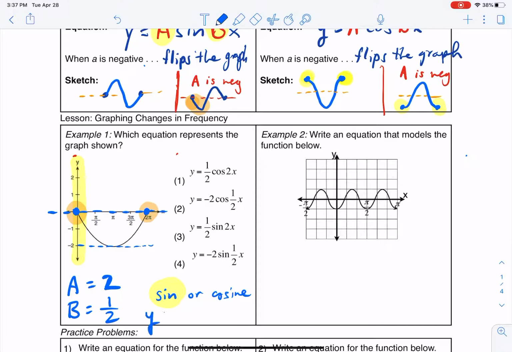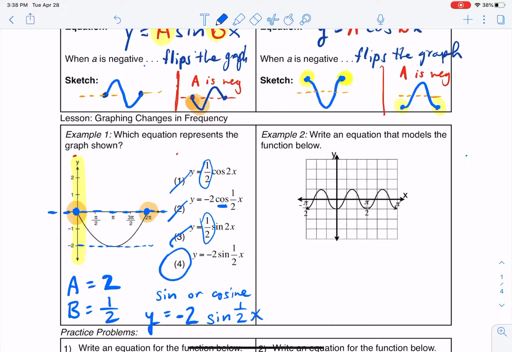Now, if you think about our equation, it's y equals our amplitude times the sine of the frequency times x. And what I mentioned before, we're dealing with a situation here where sine is negative. Okay? So that leaves us really with choice 4. When I looked at that graph, if I were to just eliminate the choices, I know that I don't have an amplitude of 1/2. So I would immediately eliminate choice 1 and 3. And then I have to really decide, is it cosine or sine? And it's sine because we start and end on the midline. So that eliminates choice 2.